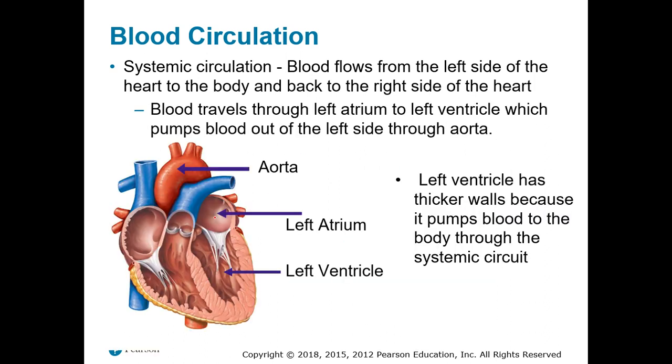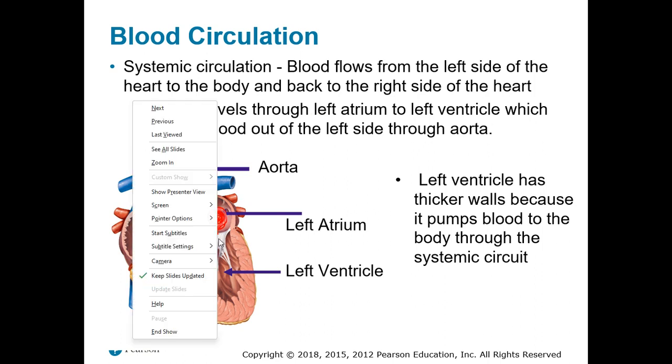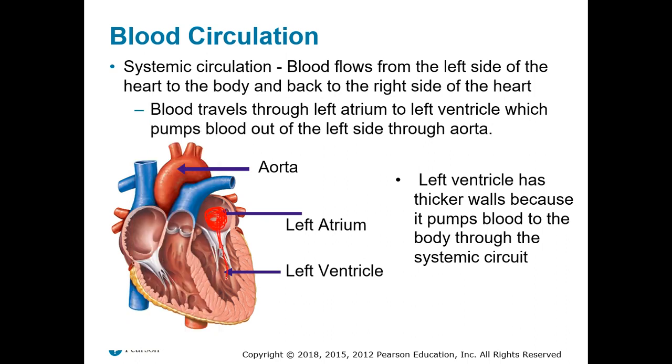So once all this blood pulls into the left atrium, it is going to travel through your mitral or bicuspid valve, down into the left ventricle. Then your left ventricle is going to contract, and it's going to send the blood through your aortic semilunar valve out your aorta, where it's going to get pumped to the rest of your body. And we're going to learn about those blood vessels later on.